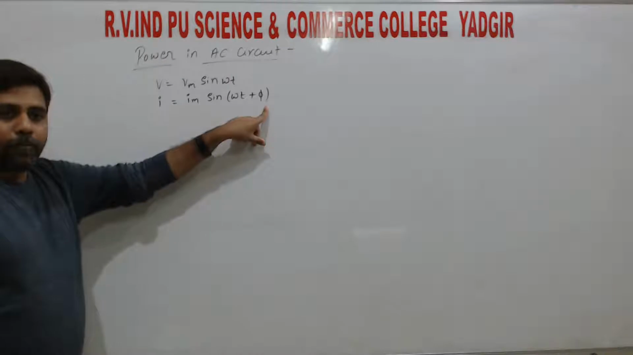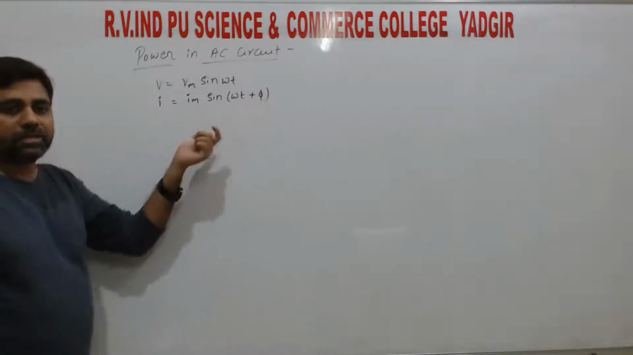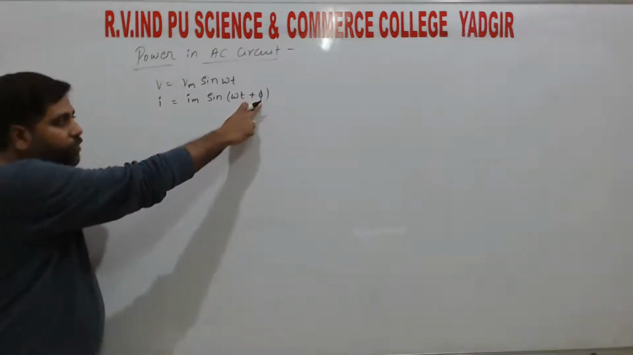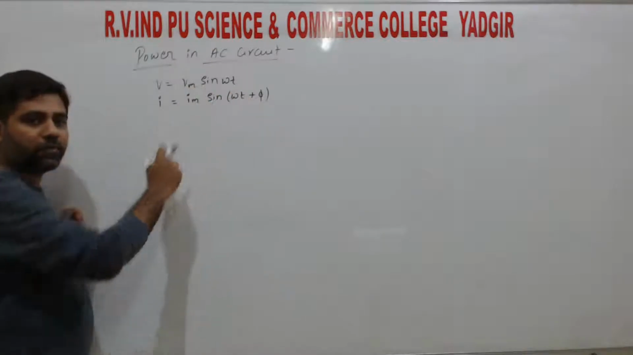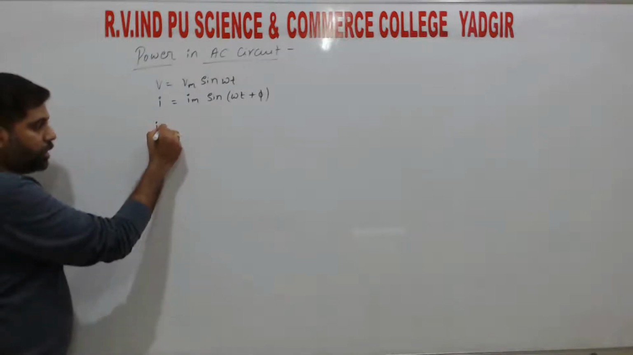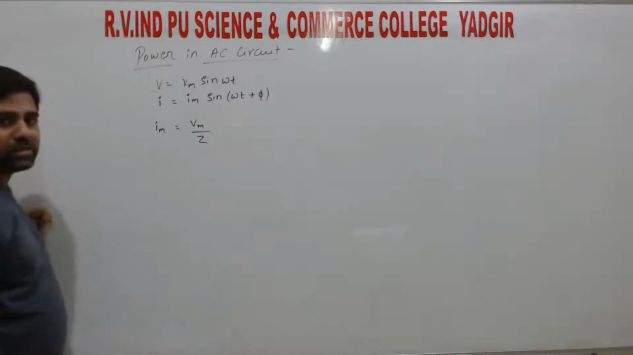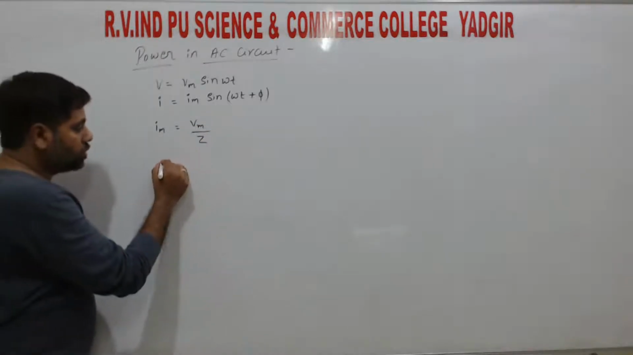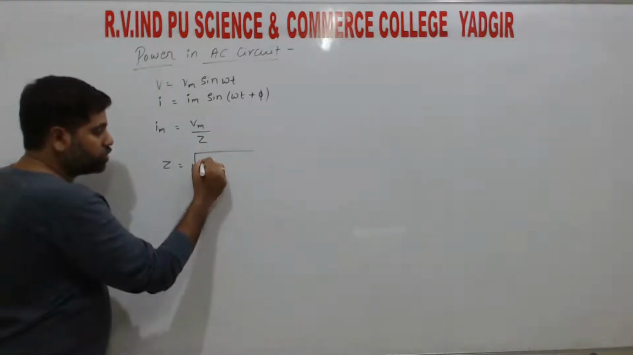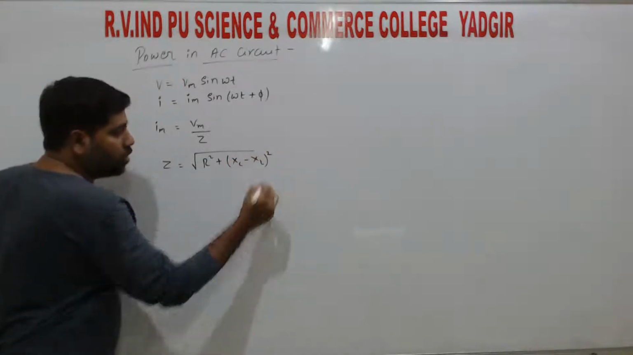Either it may be plus 90 degrees or minus 90 degrees, or it varies between plus 90 and minus 90, or 0, 30, anything it may be. Phi is the phase angle between the voltage and the current. Im is the peak current, and we derive the relation Im equals Vm divided by Z, where Z is the impedance. We also know the relation for the impedance in a series LCR circuit, that is Z equals the square root of R square plus Xc minus XL whole square.